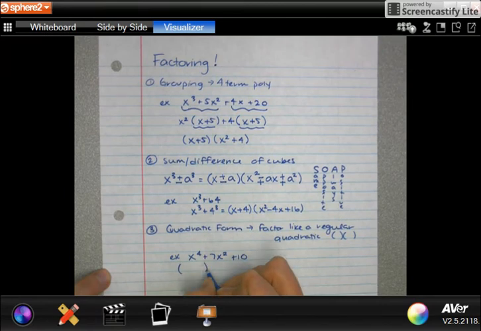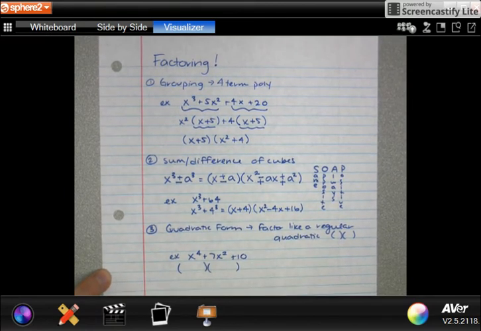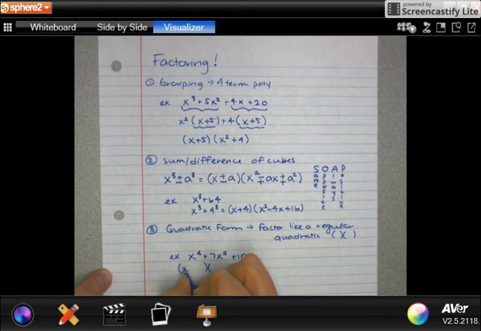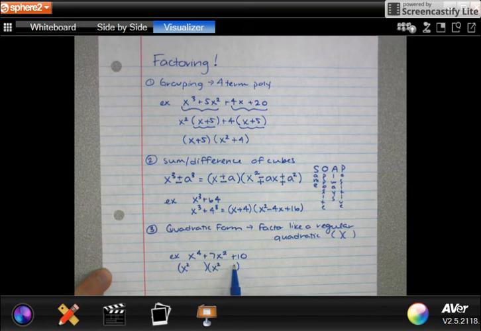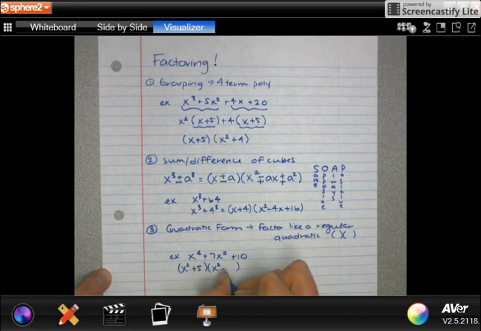So you'll just write down your double parentheses. What's different though is what things have to go here to multiply to x to the fourth. Instead of just a regular x and x, it's going to be an x squared and an x squared. What goes here, you're still thinking about the numbers that multiply to 10 and add to 7, just like when you were factoring a quadratic. So in this case, it's a positive 5 and a positive 2. And that's it.